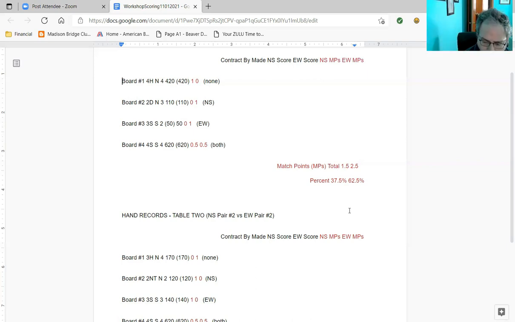Well, that's probably the reason you keep score at the table too while you're playing duplicate bridge. In case there's a question, then you can go back to your scoring card and figure out what went wrong, right? Mm-hmm. Yep.